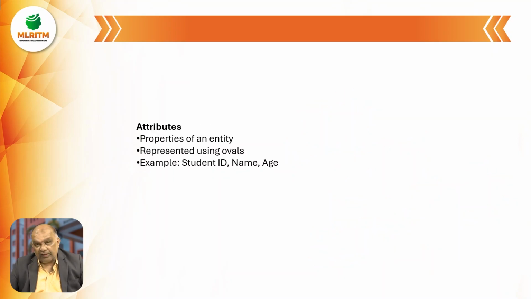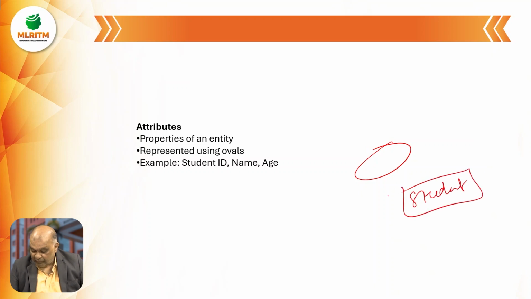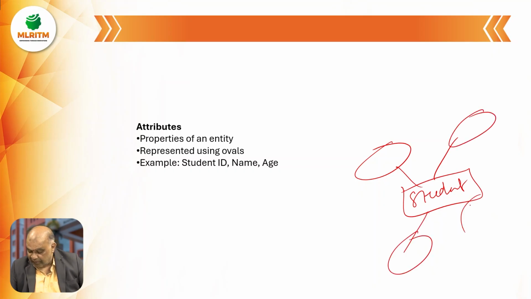Attributes are nothing but the properties of an entity, represented as ovals. We have the student table. The student attributes are represented with ovals in this way. So this is the entity, and these are the attributes. Four attributes for student.